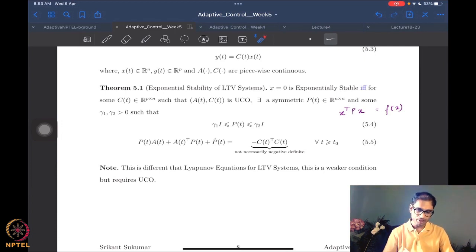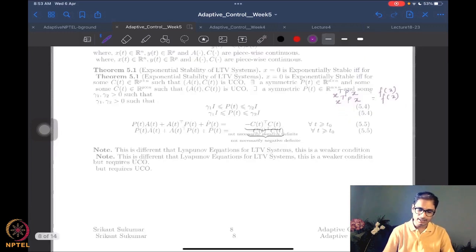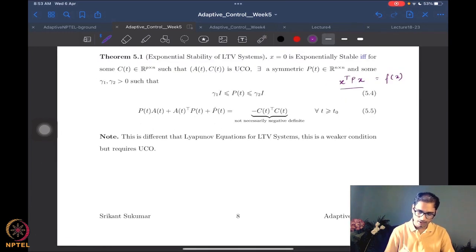So of course, equation 5.4, like I said, gives us positive definiteness. This talks about decrescence. Now, equation 5.5 says something about the derivative, right? Why does it say something about the derivative? Because just look at this carefully.